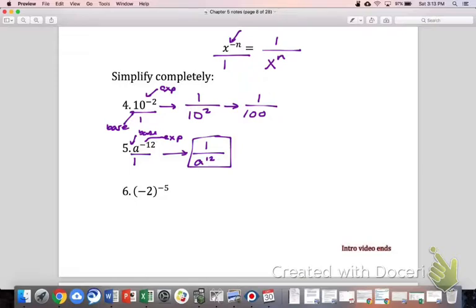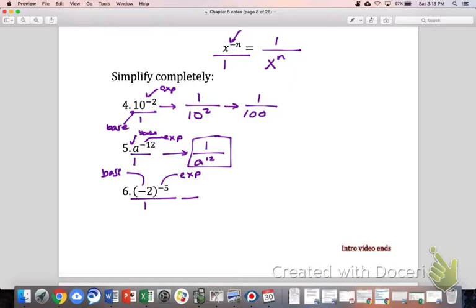And then finally, number 6, we want to be super careful with number 6. I want to be really careful about correctly identifying bases and exponents, numerators and denominators. So as it stands right now, this negative 2 is the base, and the negative 5 is the exponent, and the negative 2 base is in the numerator right now. So that negative 5 exponent tells us that we need to flip the base to the other level.